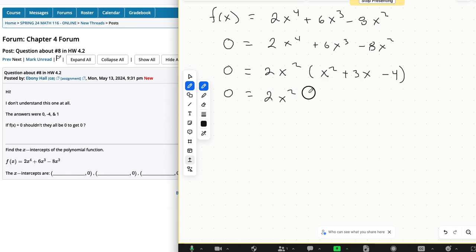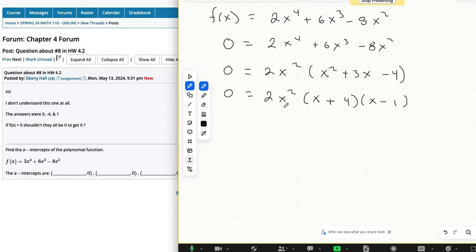So factoring here, it's where we're doing the reverse FOIL. We're asking what multiplies to be negative 4 and adds to be positive 3. So this would be x and x, and then plus 4 and minus 1. And so now if I FOILed that back out just to check myself, x times x, there's the x squared. I'd get a minus x and a plus 4x. That makes 3x in the middle, and then minus 4 on the end.